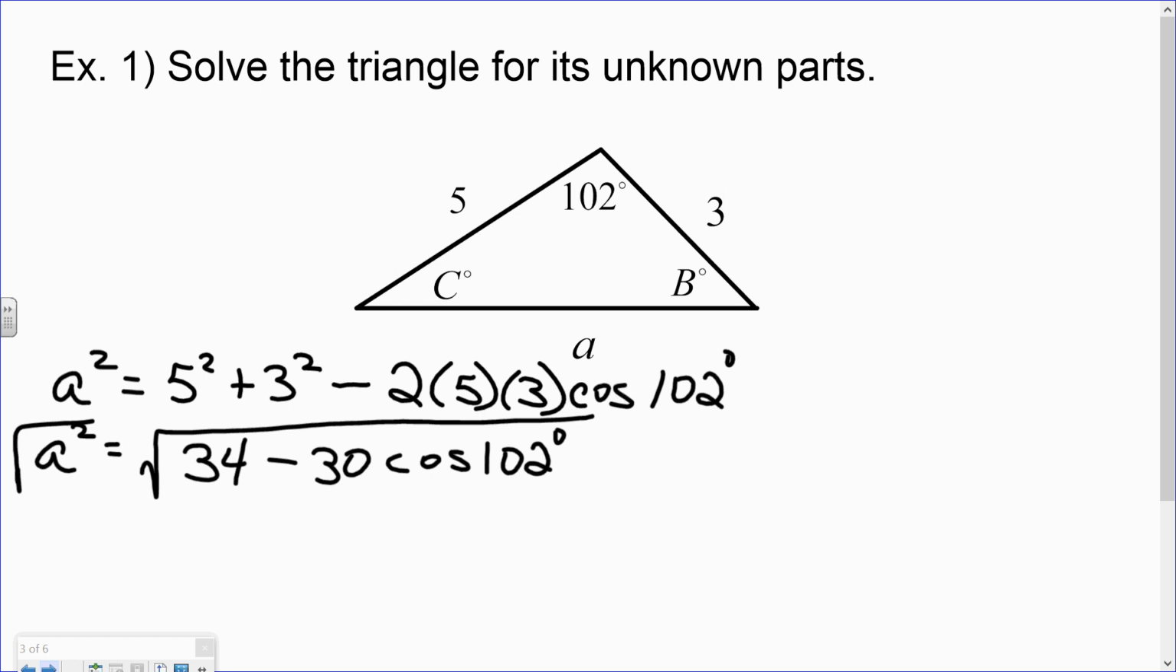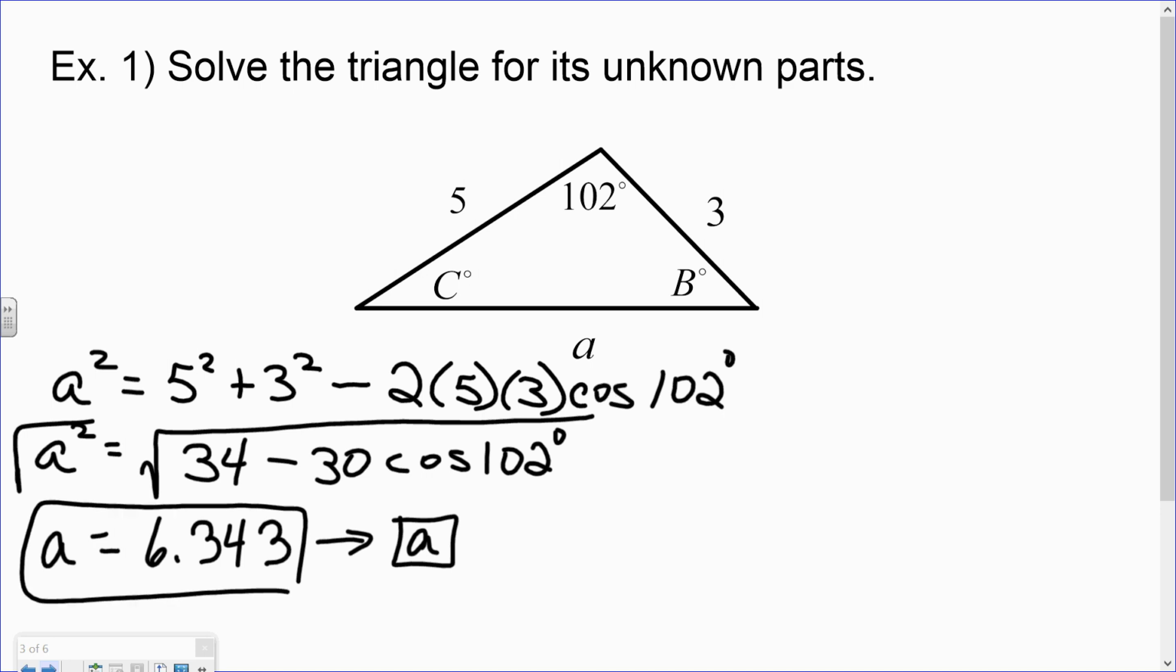And Ryan, what did you come up with for A? 6.343. Thumbs up, thumbs down. Anybody else getting 6.343? And now I want you to store that as A, because we're going to need it, and we're going to put a box around it because that's one of the missing things that we needed to find.